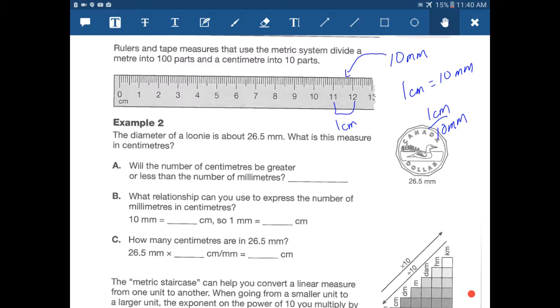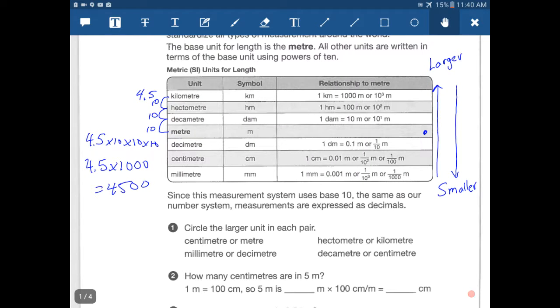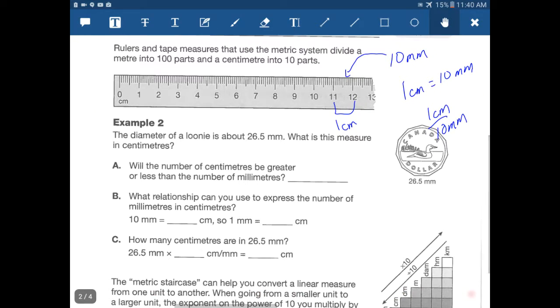Anyway, we'll move along here. So it says here the diameter of a loonie is 26.5 millimeters. What is the measure in centimeters? Will the number of centimeters be greater or less? Well, everybody, this time, a little bit different. We're going from millimeters and we're going up to centimeters. By now you should know that we're actually going to have less in this case. Okay? And hopefully I can prove that to you here using the math.